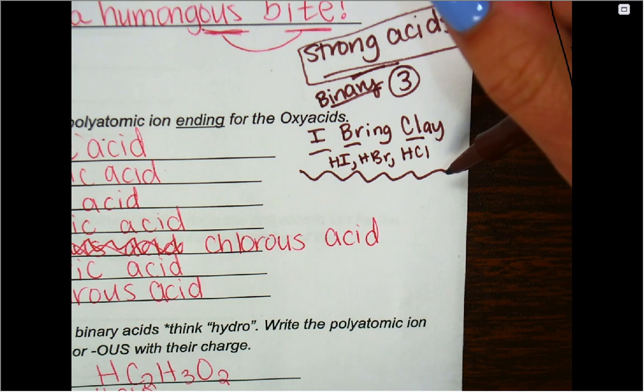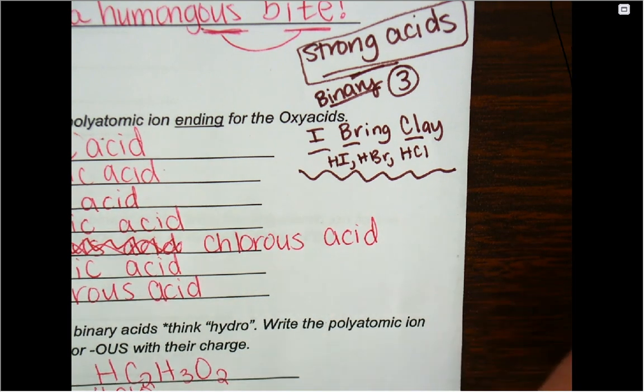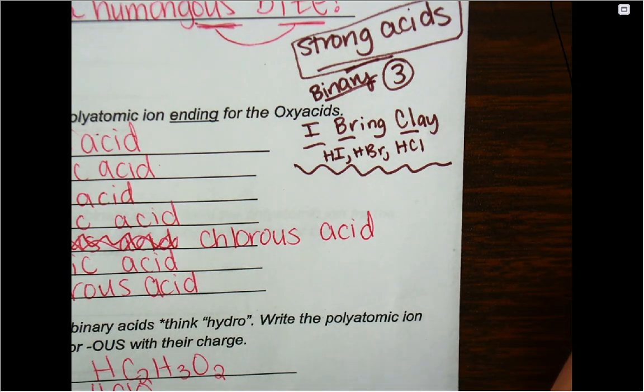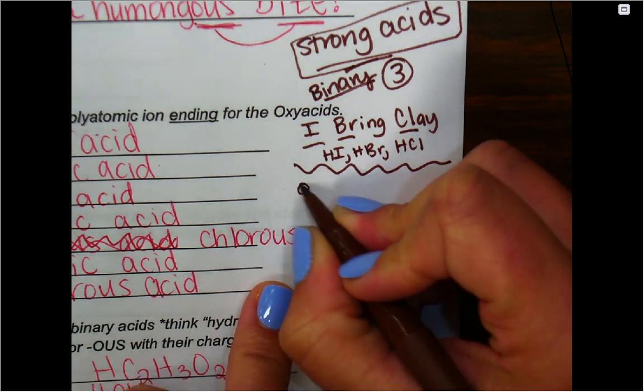Hydroiodic, hydrobromic, hydrochloric. So that's a little review on all of your binary ones. They have to start with that prefix of hydro. All right. For our oxy acids, are you guys okay? We're good? Okay.